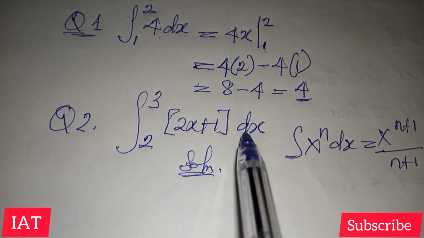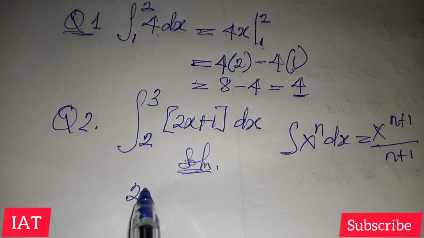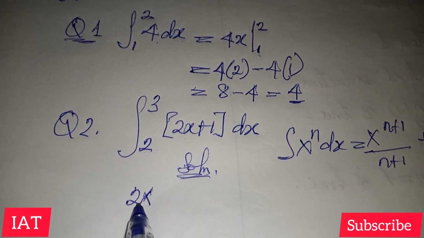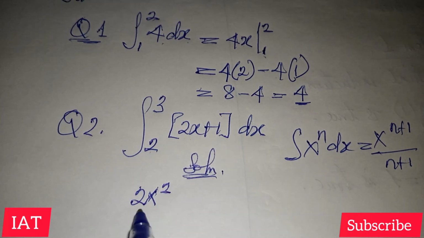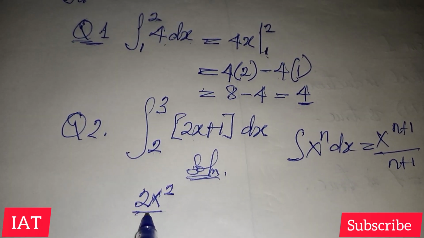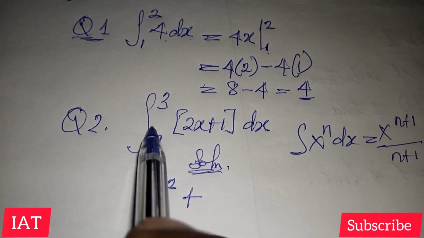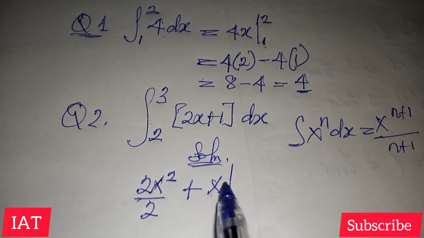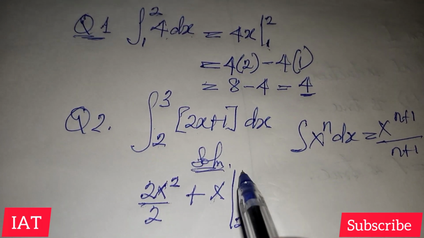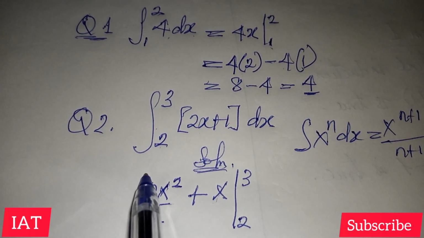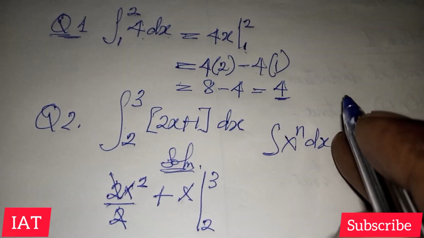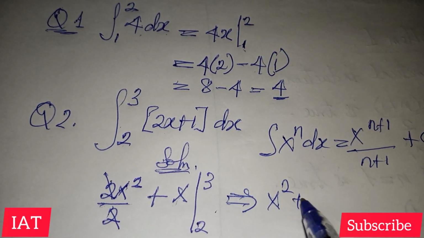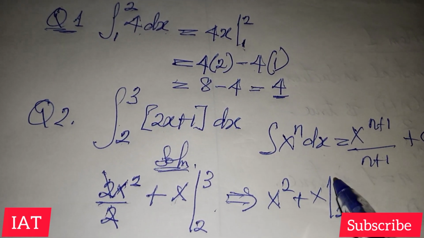The integral of 2x dx will give us 2x to the power of, of course there is 1 here which represents this n, you add it to this other 1, so you have 2x to the power of 2 divided by 1 plus 1, that will be 2, and then plus the integral of 1 dx will just be x. Alright, so the whole of this we have from point 2 to 3. Of course you know that the constant will easily cancel out. So what we'll be having is x squared plus x from point 2 to 3.